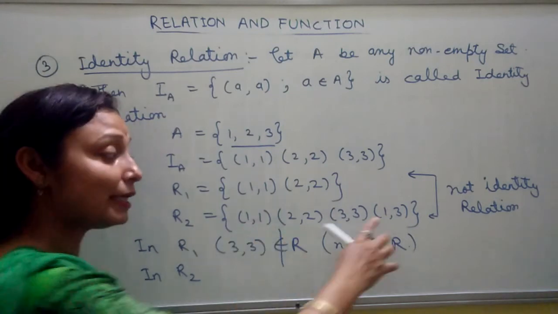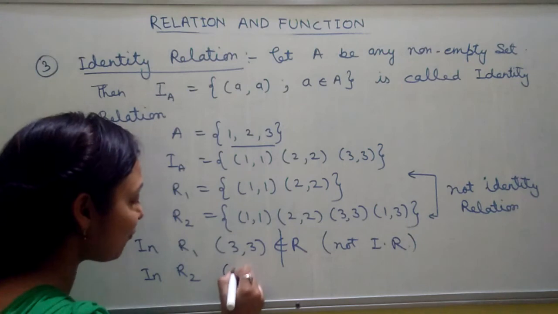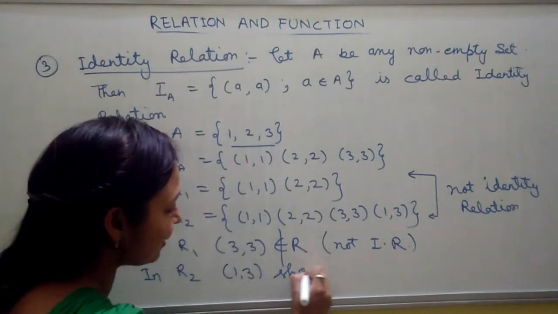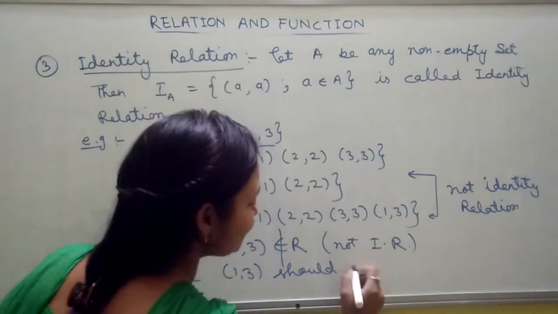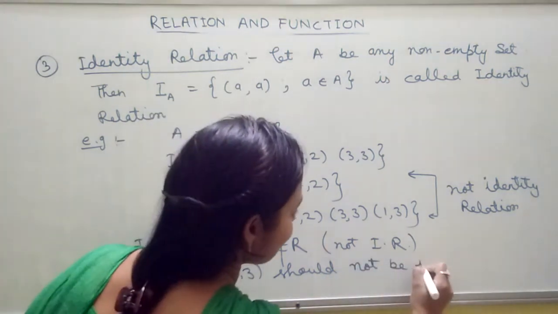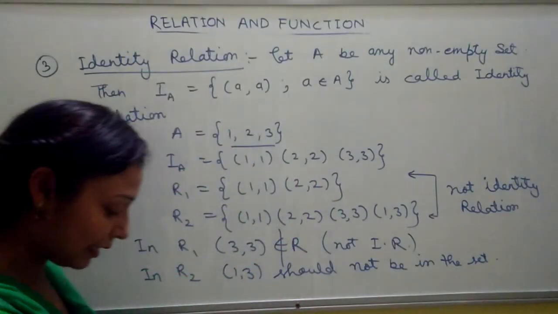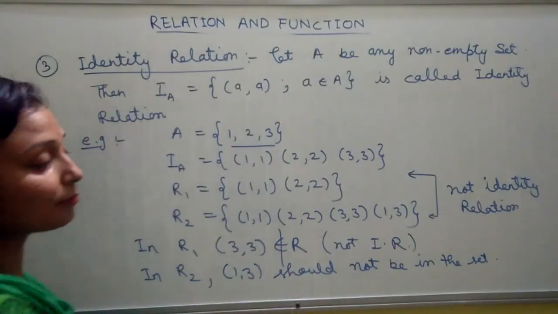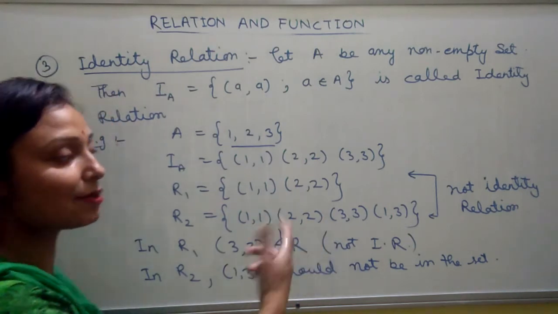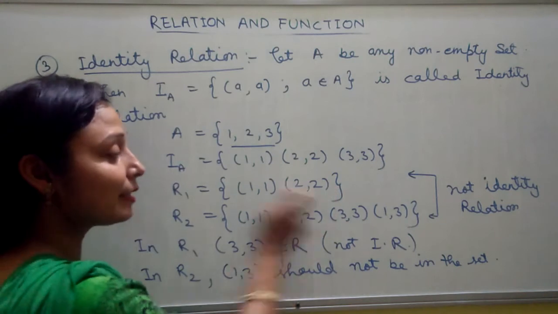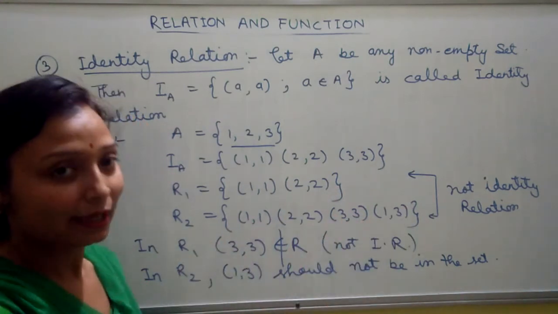It is 1, 1, but it should not be 1, 3. 1, 3 should not be present in the set. Therefore, that's why in R2 this should not be present, that does not make it identity. This is also not identity because 3, 3 is not present. We don't want this 1, 3 to make it identity relation.